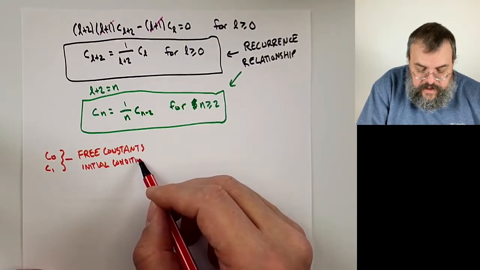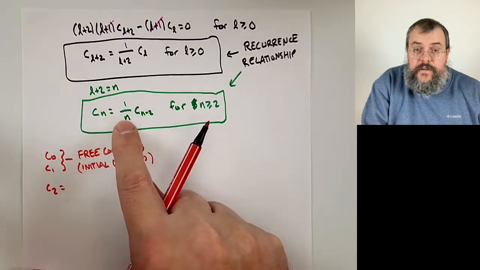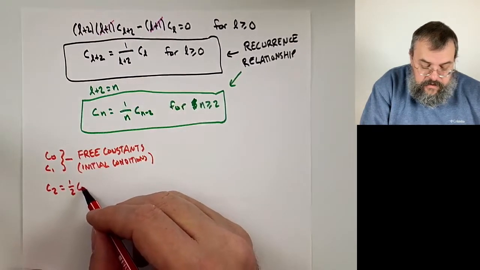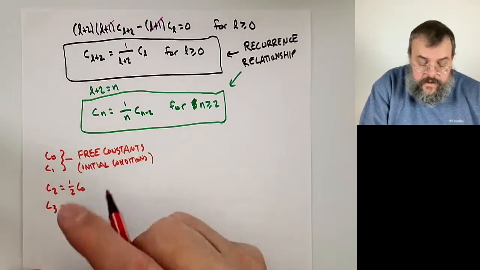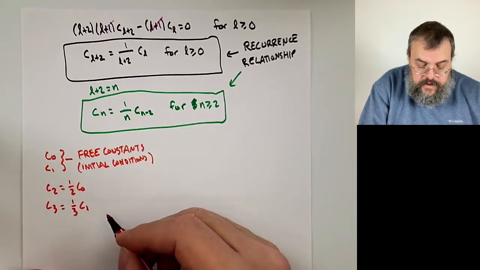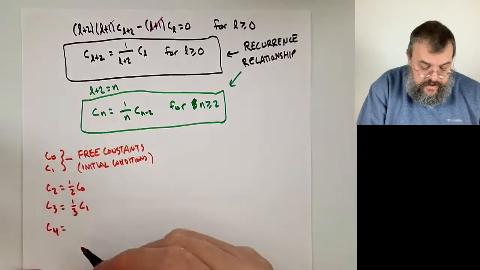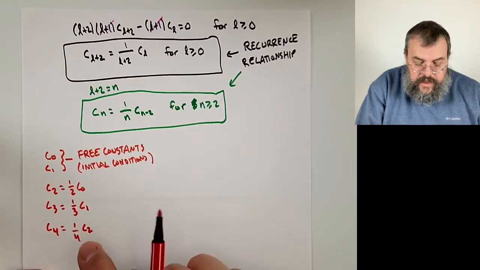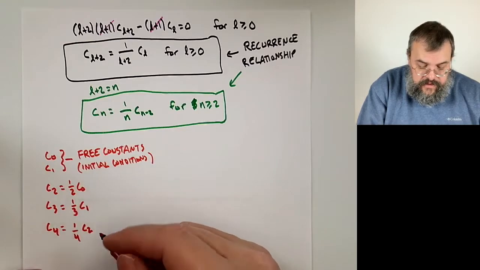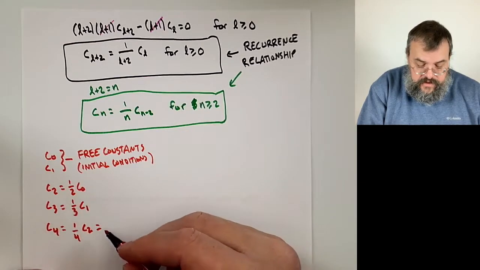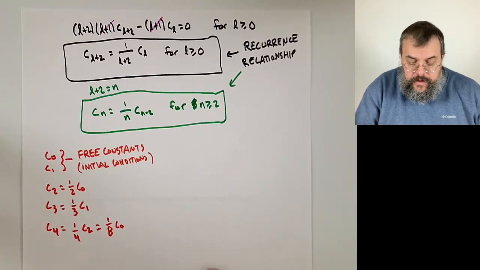All right, so now we need the rest. Well, what is C2? According to this, C2 is 1/2 C0. That's in terms of C0, so that's good enough. How about C3? Well, n equals 3, 1/3 C1. Okay, that's in terms of C1. How about C4? So n equals 4. So that's 1/4 C2. Now I can't stop here because I have to get it in terms of C0 and C1. But we know what C2 is, C2 is 1/2 C0. So that would make this 1/8 C0.